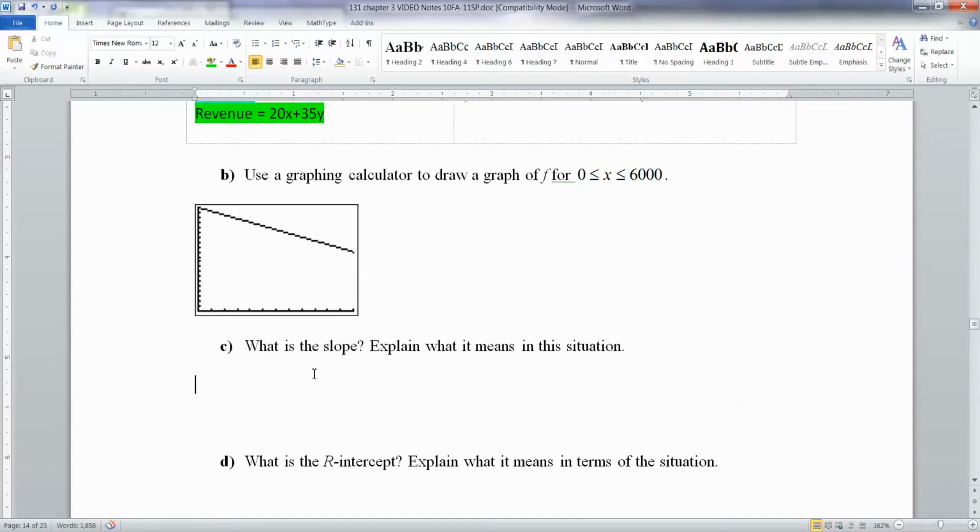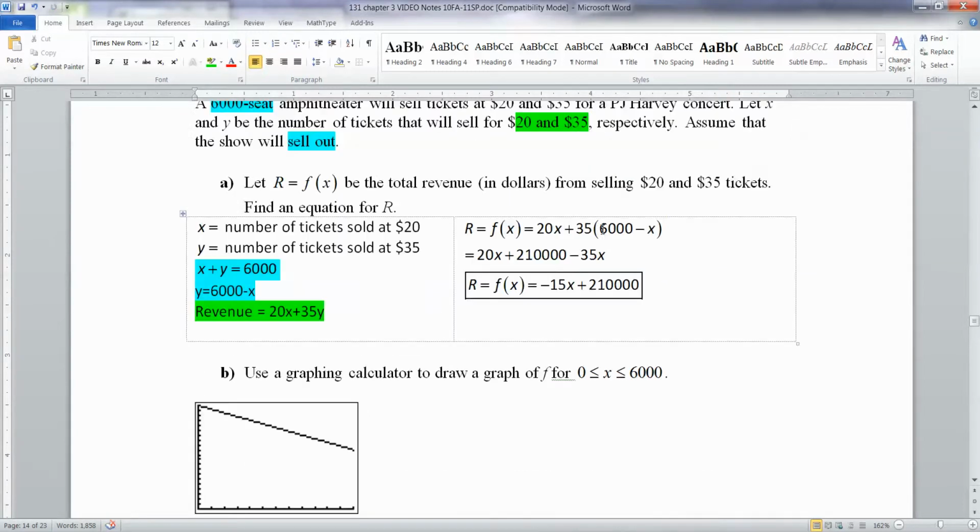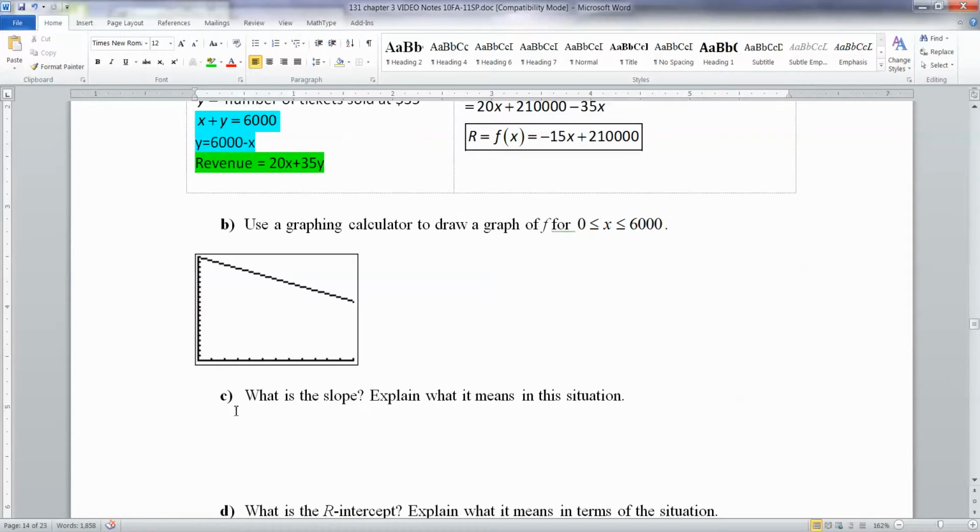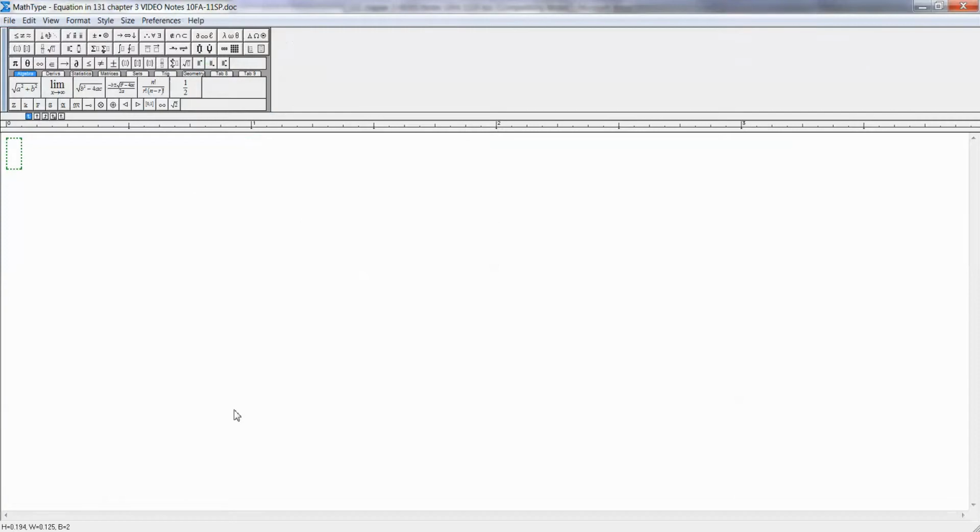All right, so now what was the slope and what does it mean? Okay, so you can tell this is linear. It's mx plus b, right? So what's the slope? It's negative 15. But we can do better than that. It's negative 15 over 1, right?